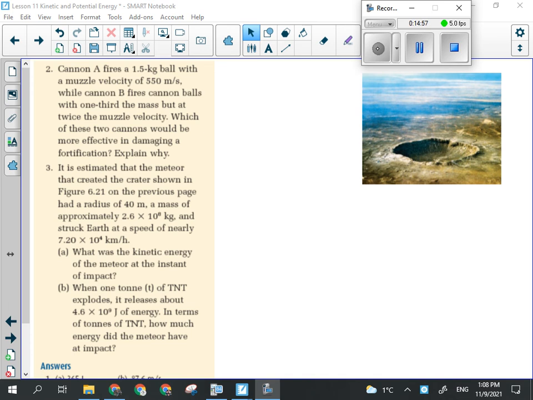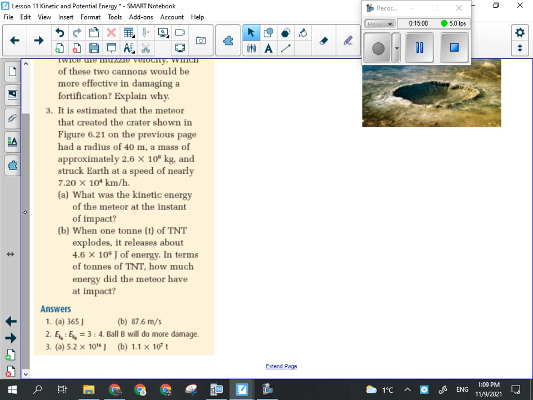All right, for number 3, hopefully you're working on that one right now. They talk about this meteor that hit in Arizona and made Meteor Crater, which is what that picture is over there. The meteor had a radius of 40 meters and its mass was 2.6 times 10 to the 8 kilograms, and it struck the Earth at a speed of 72,000 kilometers per hour. Now, what do we need the speed to be in? Meters per second. So make sure you do that conversion first, and then go from there, and then we'll talk about the whole tons of TNT thing, which is how they measure explosive potential.